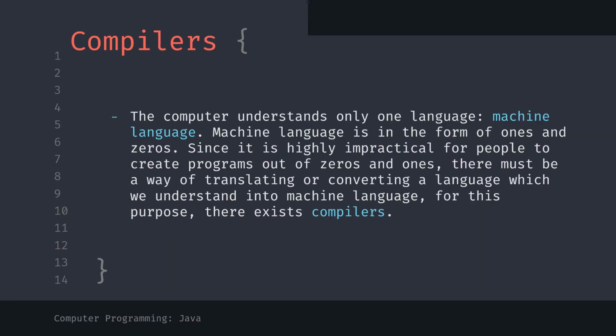Compilers. The computer understands only one language, which is the machine language. It is in the form of ones and zeros. Since it is highly impractical for people to create programs out of zeros and ones, there must be a way of translating or converting a language which we understand into machine language. For this purpose, there exist compilers.